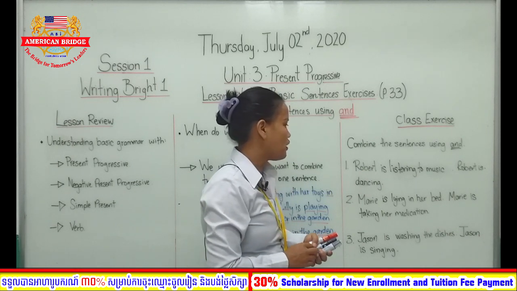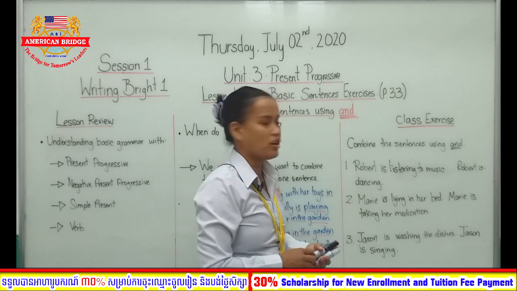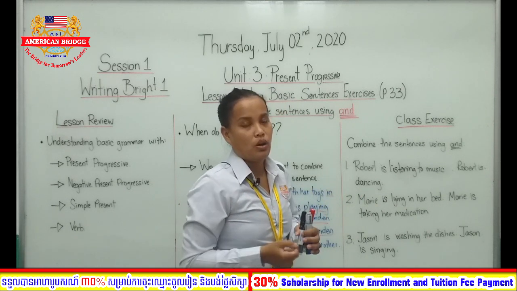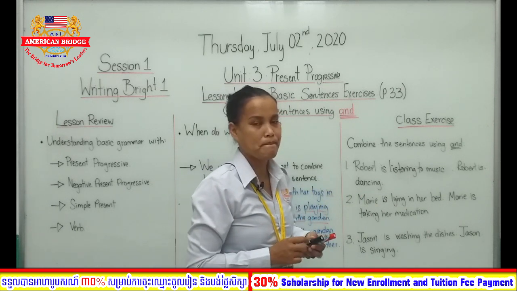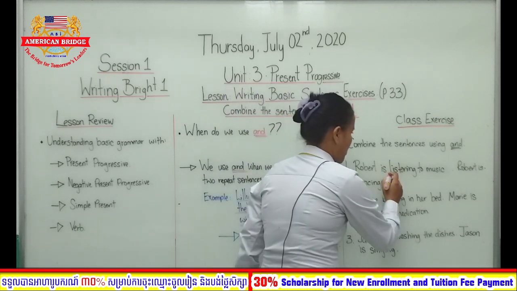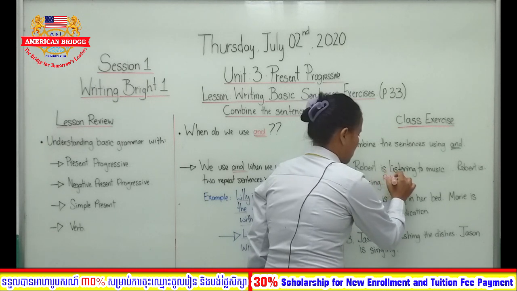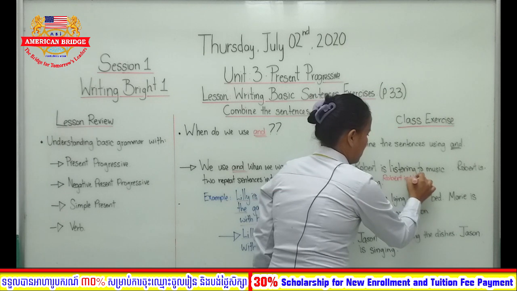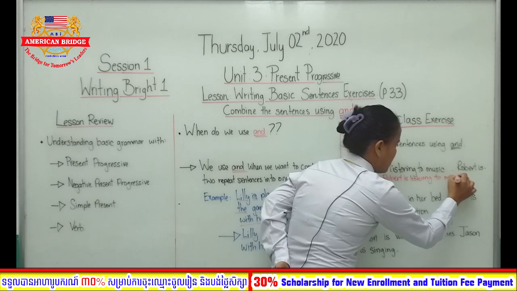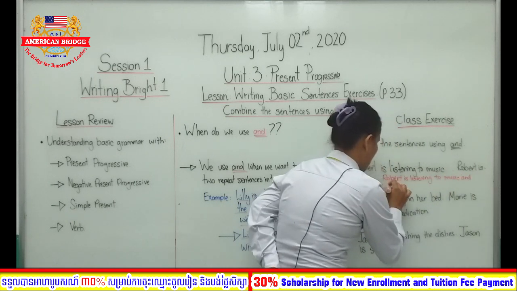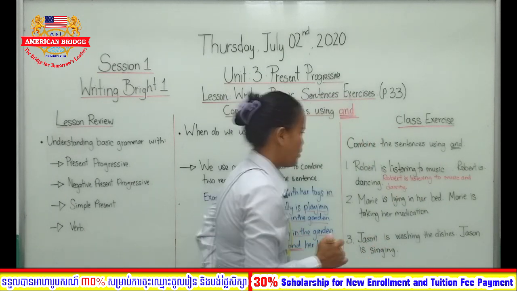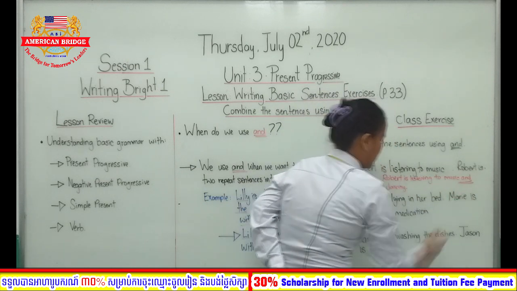Right, number one, Robert is listening to music. Robert is dancing. Now, if you're going to combine these two sentences together, what is it going to be? Okay, so it becomes Robert is listening to music and dancing. Okay, good. So here, do you see we have "and", right?